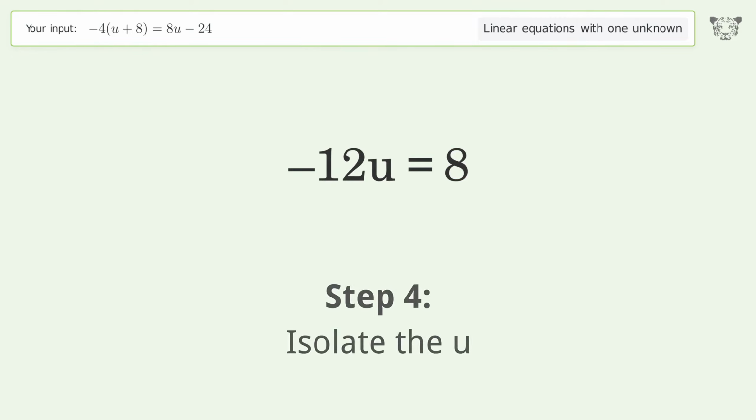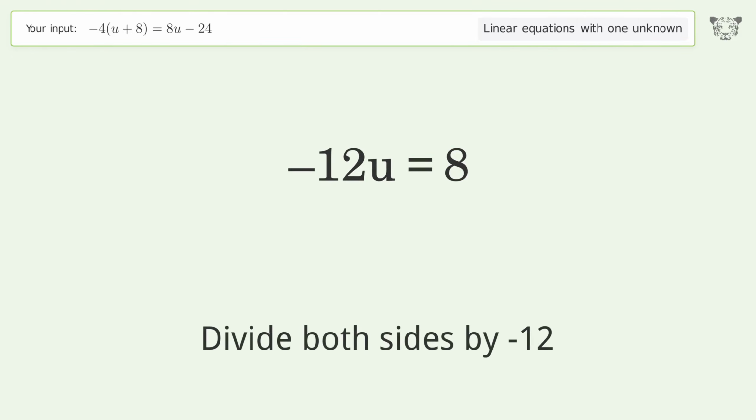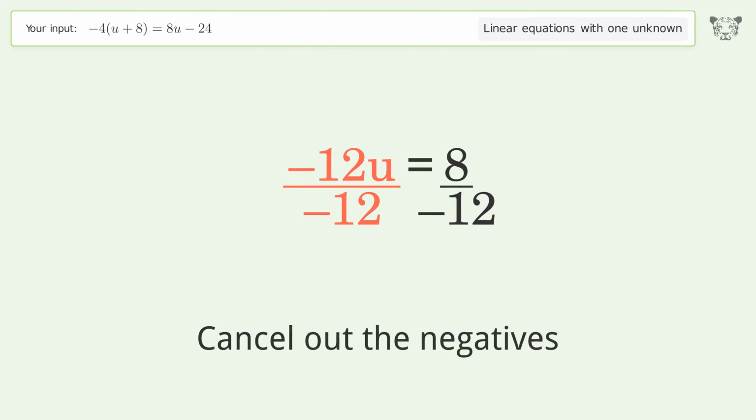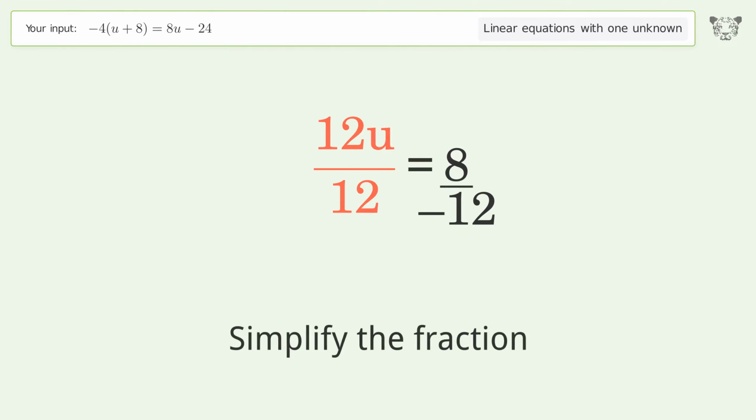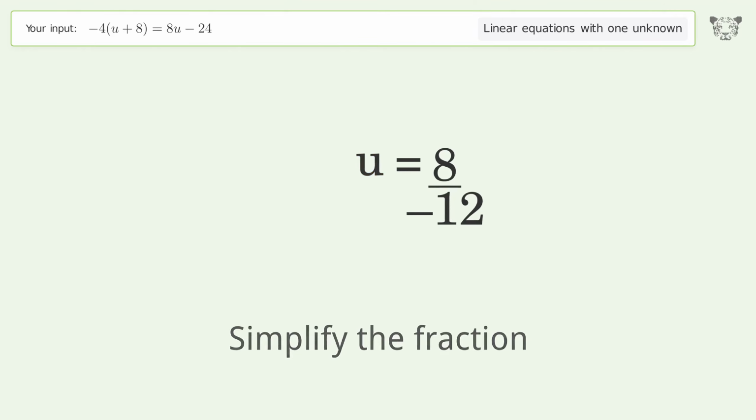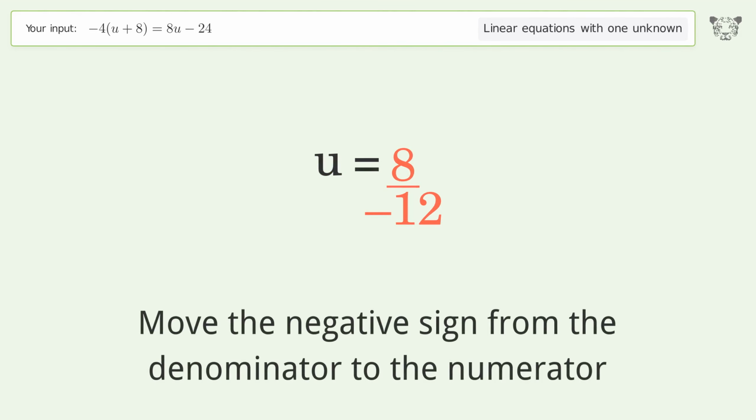Isolate the u. Divide both sides by -12. Cancel out the negatives. Simplify the fraction. Move the negative sign from the denominator to the numerator.